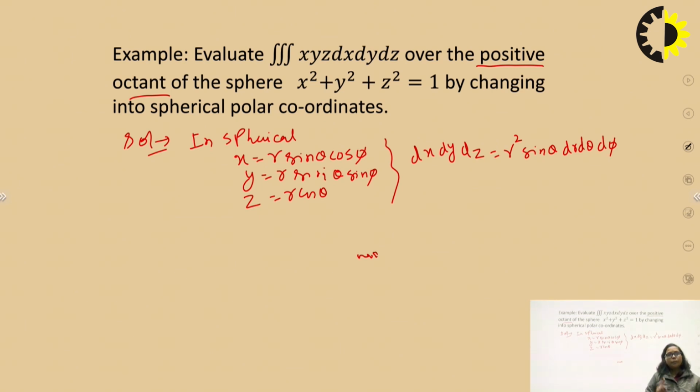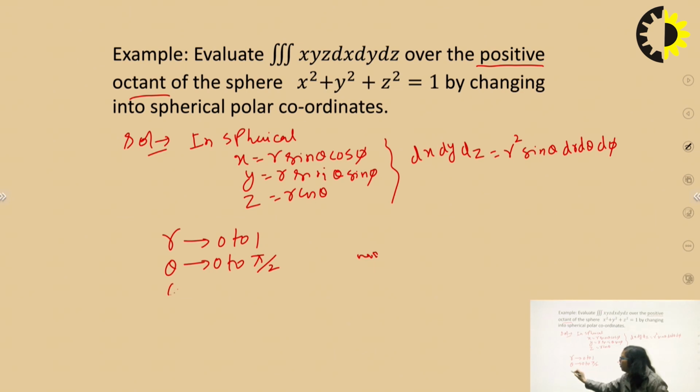For the positive octant, we have discussed that r takes limits from 0 to 1, where 1 is the radius of this sphere. Theta takes the limit from 0 to pi by 2, and phi also takes limits from 0 to pi by 2. So now we know the limits, the values of x, y, z as functions of r, theta, phi, and dx, dy, dz in terms of r, theta, and phi. Now we substitute all these values in this integral and convert it to spherical polar coordinates.